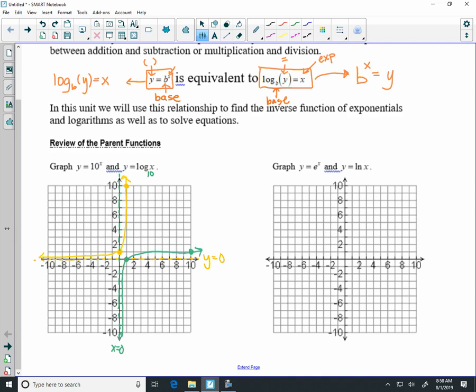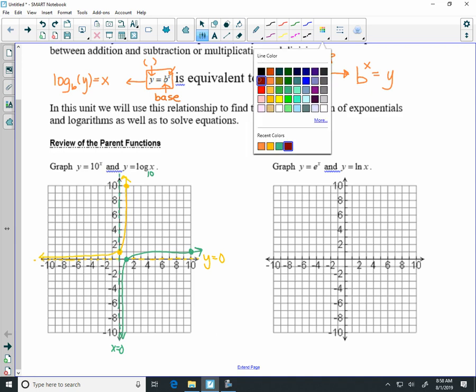And you guys know by now I'm not a prolific artist, but that's a pretty good graph for me. Cool. All right, those two are inverses of each other. Again, if you look at those ordered pairs, they are just flipped. (1, 0) and (0, 1). (10, 1) and (1, 10). Lovely. Let's do the same with e to the x.